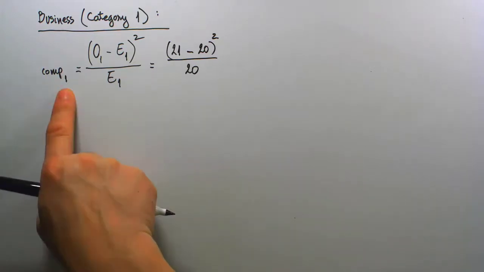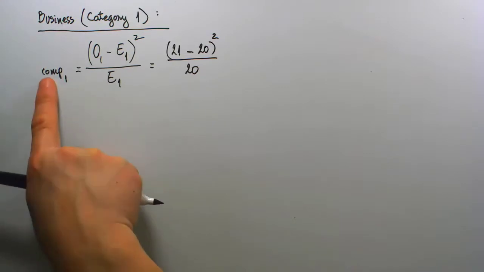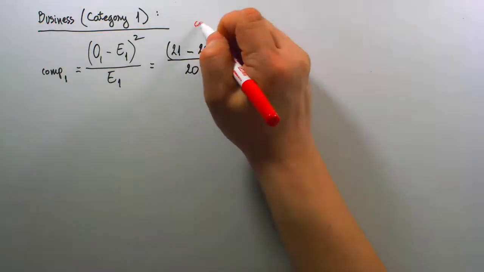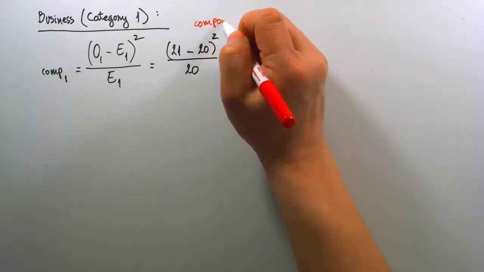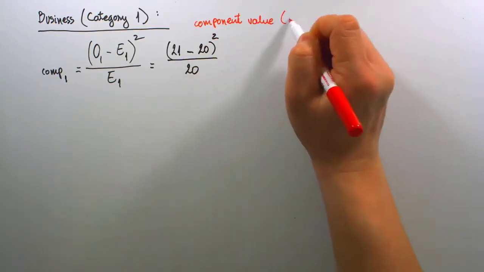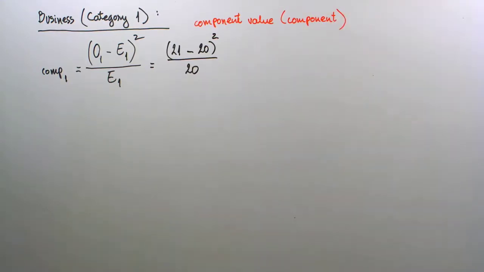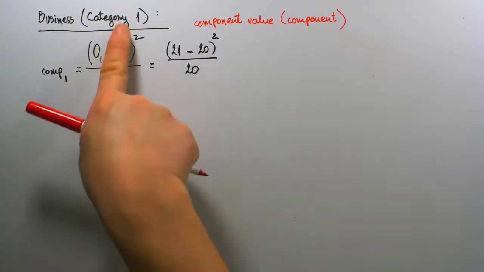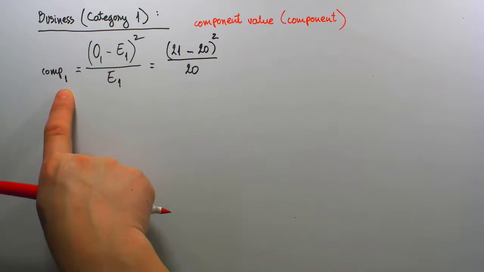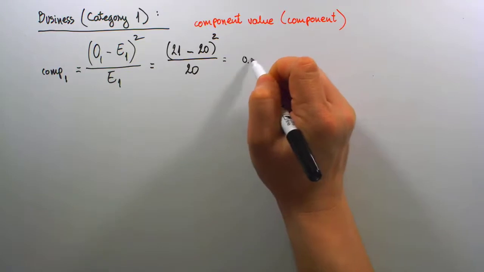And so here it's only one single subscript value right here. So COMP is short for components. What I'm calculating here is referred to as the components value, or for short, just components. And since it happens in category 1, symbolically I call that COMP subscript 1, components 1. The final calculation value came out to be 0.05.